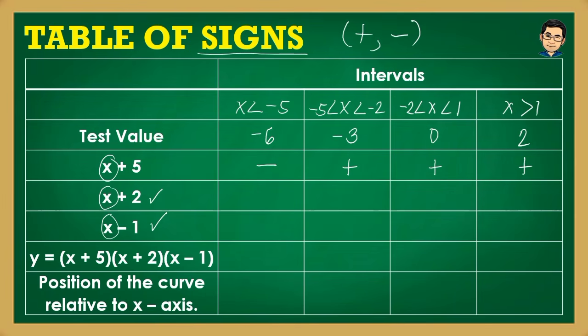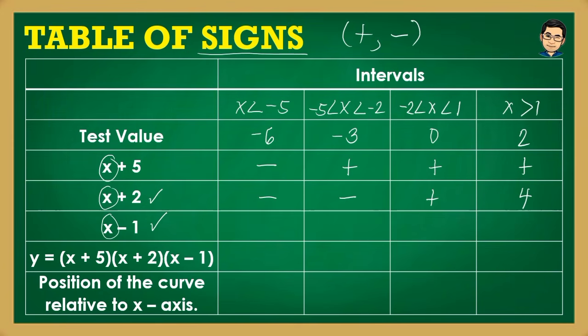Next, negative 6 plus 2, that is negative 4. So, negative. Next, negative 3 plus 2, that is negative 1. So, negative. 0 plus 2, that is positive 2. So, positive. Next, 2 plus 2, that is 4. Ayan. So, after natin sa 5, 2, dito naman tayo sa x minus 1.